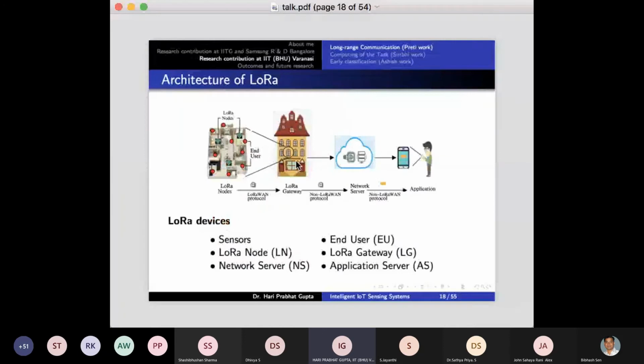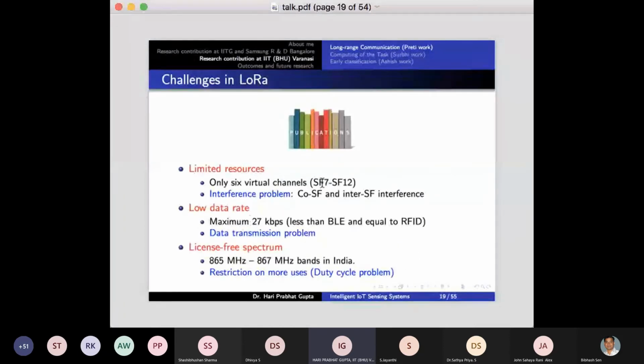At the same time, a LoRa gateway can support up to 6 virtual channels, from SF factor 7 to SF factor 12. Recently, in 2020, some new literature and white papers came that also use SF factor 6. But this work was done with one of my PhD students, and at that time we saw that the white papers and protocol stack supported SF factor 7 to 12. So they have 6 virtual channels.